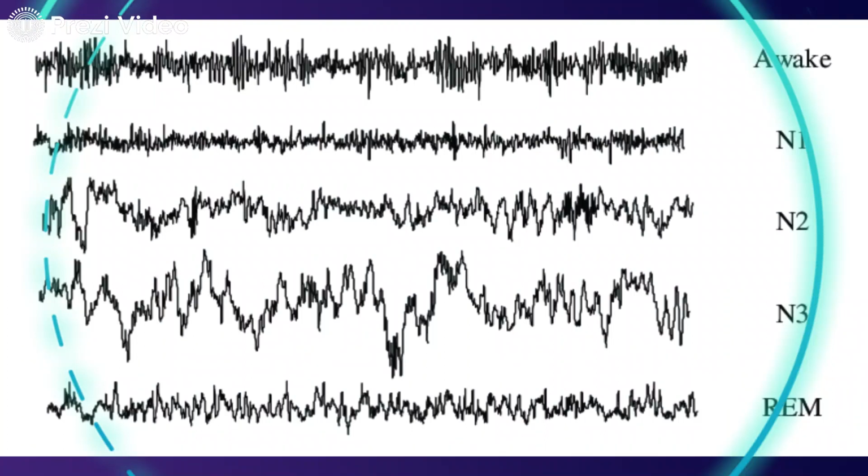As the night progresses, we tend to spend more and more time in the N3 or slow wave sleep and REM sleep itself. So this deep non-REM sleep and the REM sleep is partly responsible for the positive restorative effects of functional sleep.